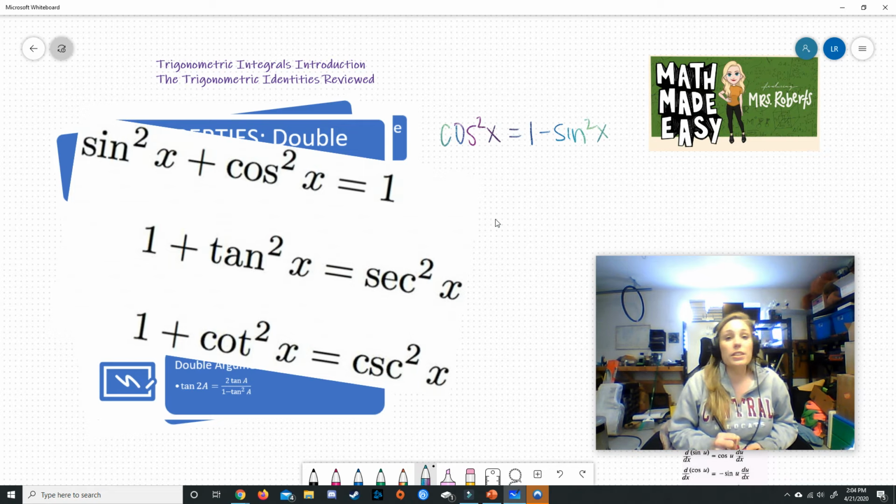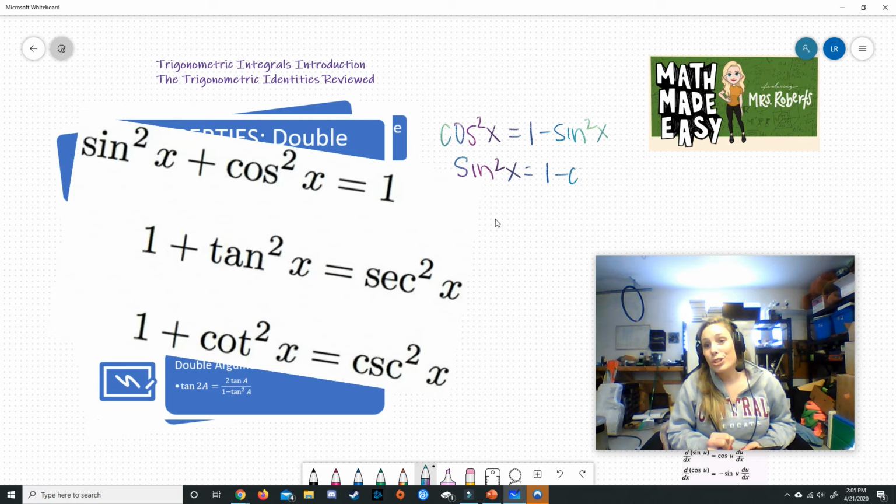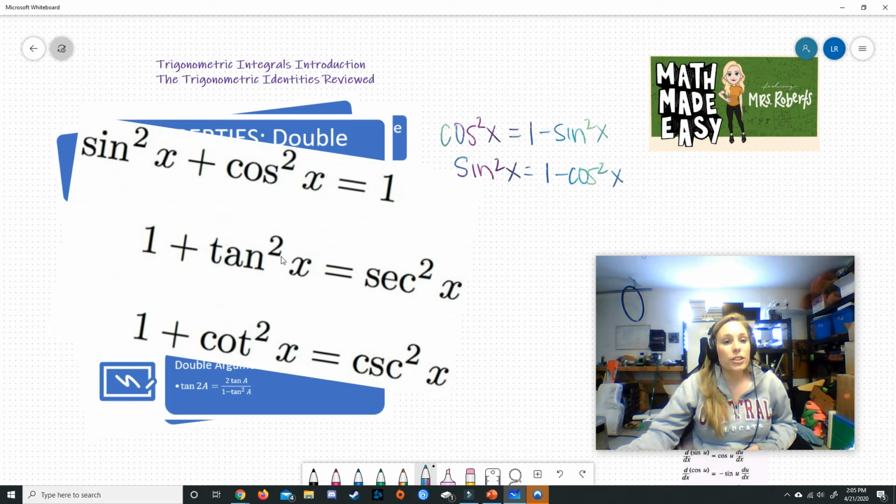The other one, of course, if you wanted this to be sine squared of x, that's the same thing as 1 minus cosine squared of x. Which again, if you're trying to get things in terms of either sine or cosine, having those identities in your back pocket could make your life a little bit easier. And then, of course, you can rearrange these as well. Tangent squared of x is the same thing as secant squared of x minus 1. And cotangent squared of x is the same thing as cosecant squared of x minus 1.